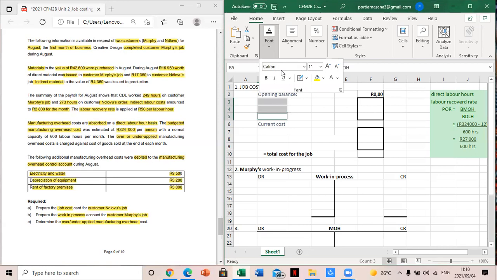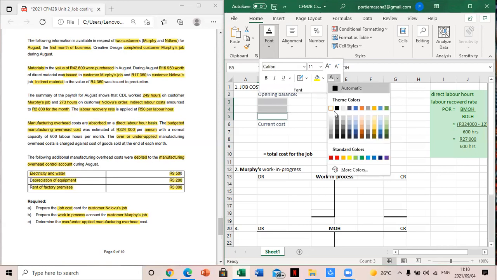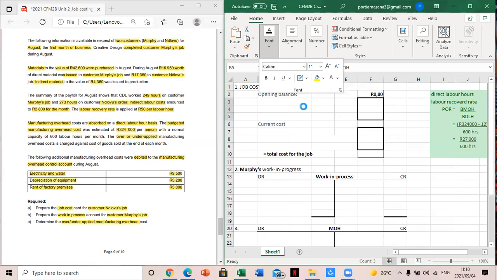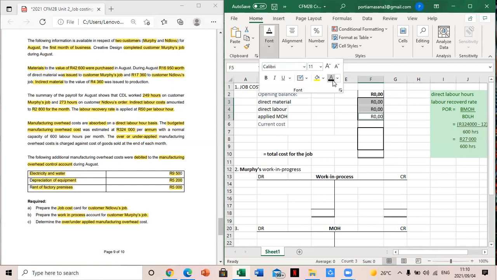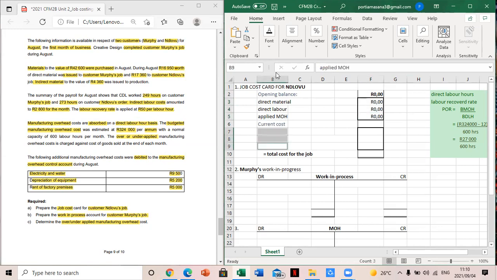And from the question, we weren't told anything about any cost brought forward or opening balances. So in this case, our cost for direct material, direct labor, and applied manufacturing overheads would be 0 because no costs were brought forward, right? And then giving us a total of 0 rands for our opening balance. And then for our current costs, we still have the same headings, which is the direct labor plus your direct material plus your applied manufacturing overheads.